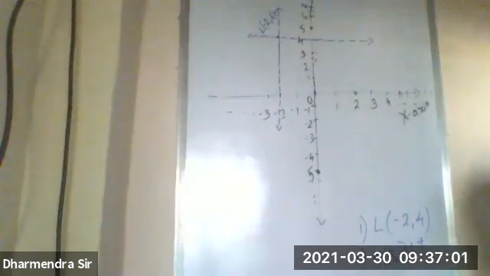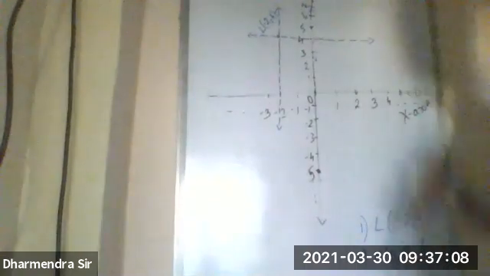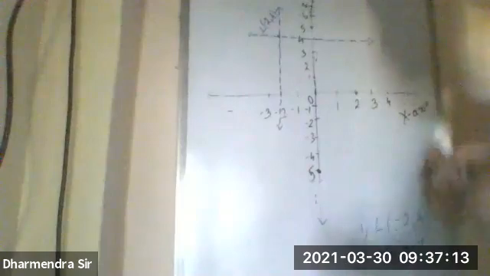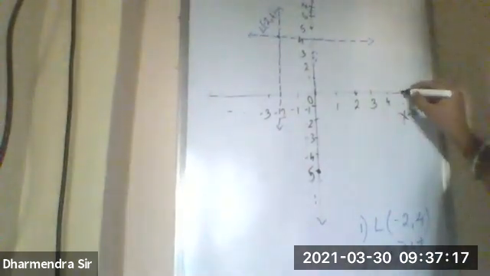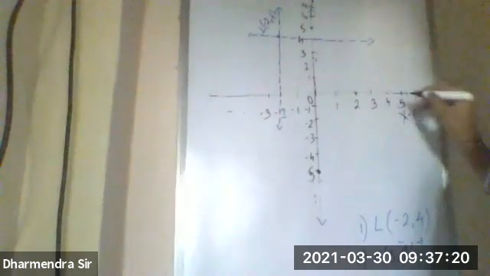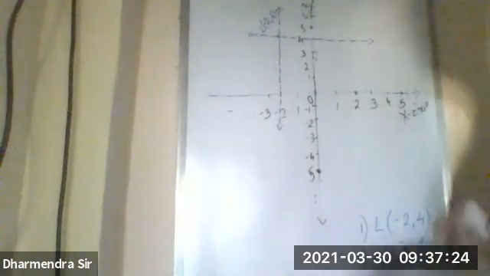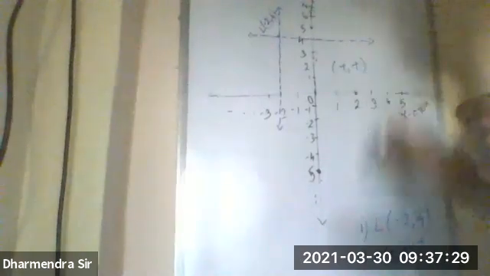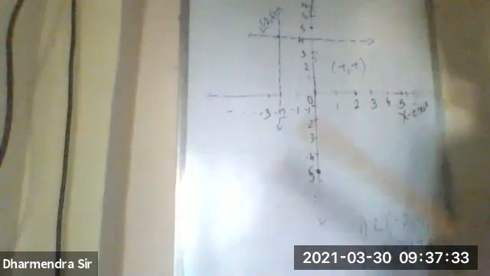With (5, 6), let's see that. They are saying 5 on the x-axis and 6 on the y-axis, but with the condition both are positive. Both are positive means plus comma plus. It lies in the first quadrant. Okay, so let's draw this.